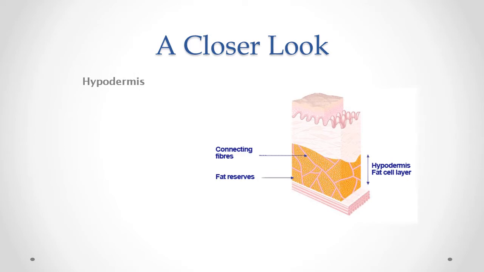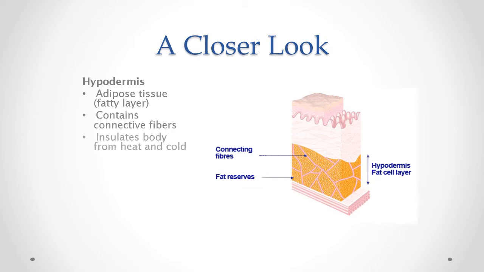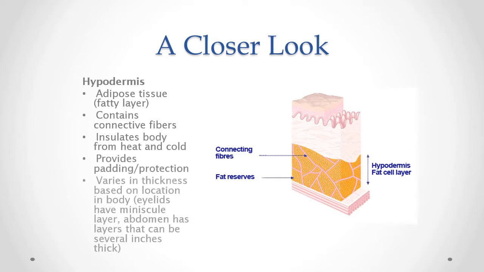And then as we look at the hypodermis, we're basically at that bottom layer, which is all fat, adipose tissue. Some of us have more than others. It contains connective fibers. It insulates the body from heat and cold, and it provides padding and protection. The thing to remember is that every part of our skin does have and contain the hypodermis, which is that adipose tissue. However, based on its location, it may be thick or thin. For instance, eyelids have a very minuscule layer, while our abdomen has layers that can be several inches thick.